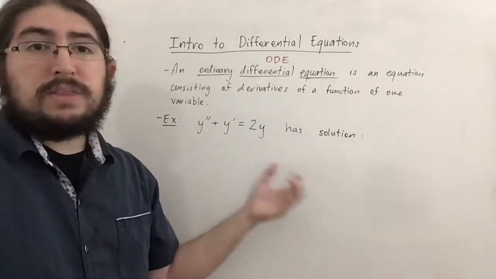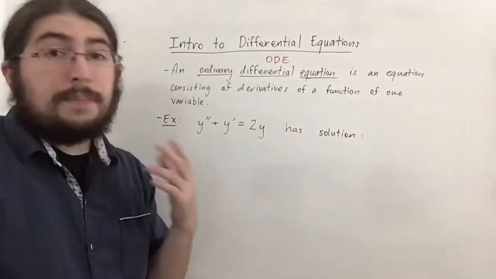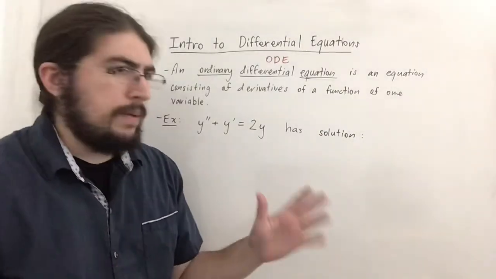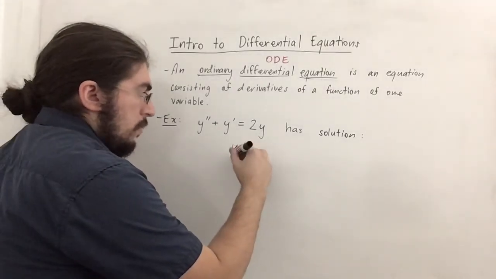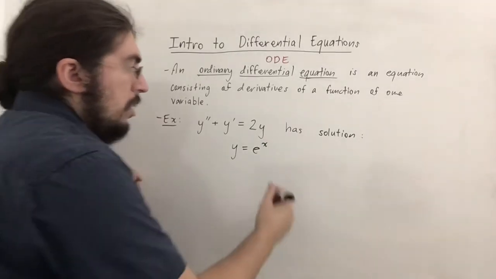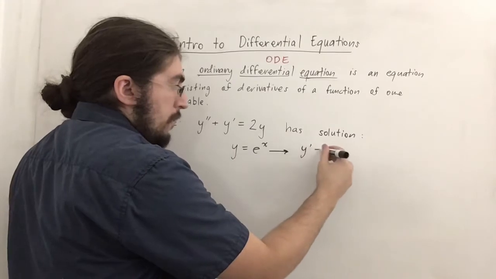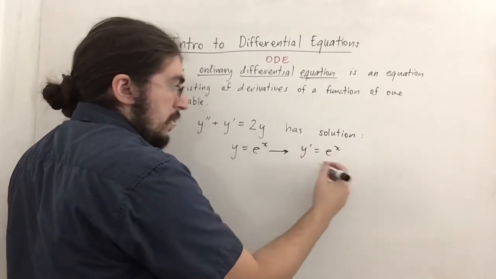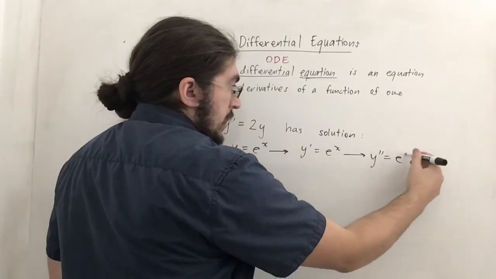Now I'm going to show you what a solution of this is. But it may not actually be the only solution, as we may see later on. But let's just say y is equal to e to the x. Now that definitely works because, how do I know this works? Well, if you take the derivative y prime, you get e to the x itself. And then if you take the second derivative y double prime, you also get e to the x.